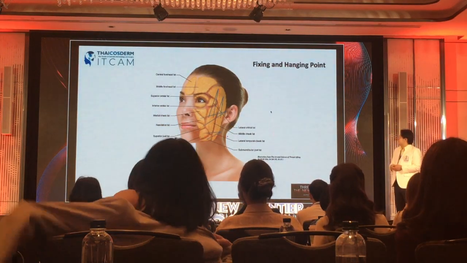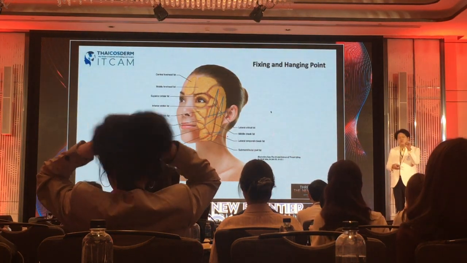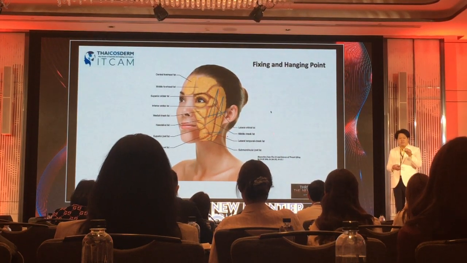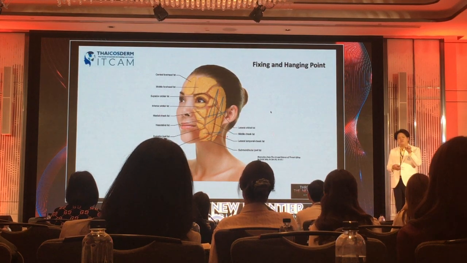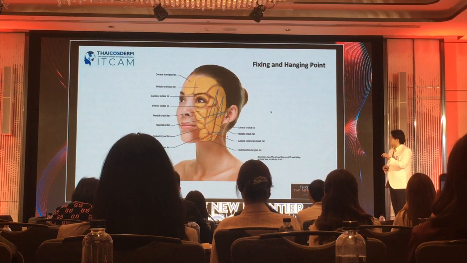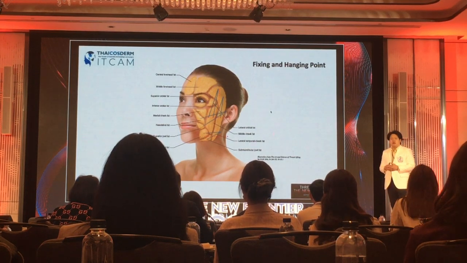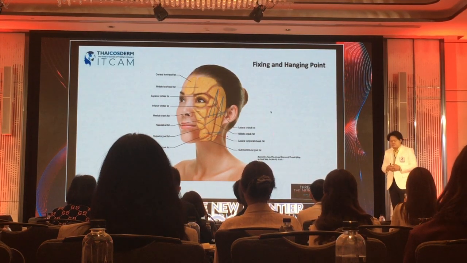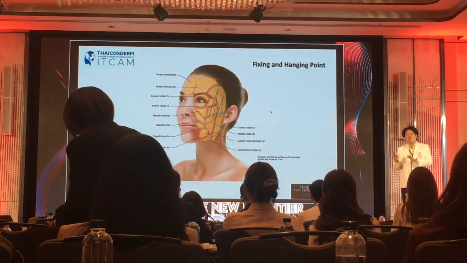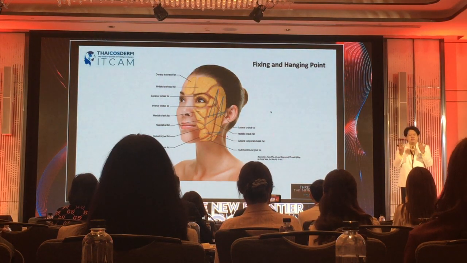The second fixing point is at the zygomatic arch, that is close to the tragus. Because at that point, we do have the zygomatic ligament that is very strong. We can use it for the fixing point. And the exit point or the hanging point, normally I use it lateral to the lateral canthal line. Because if you use it more medial, or you go beyond the lateral canthal line, sometimes the face becomes flat.